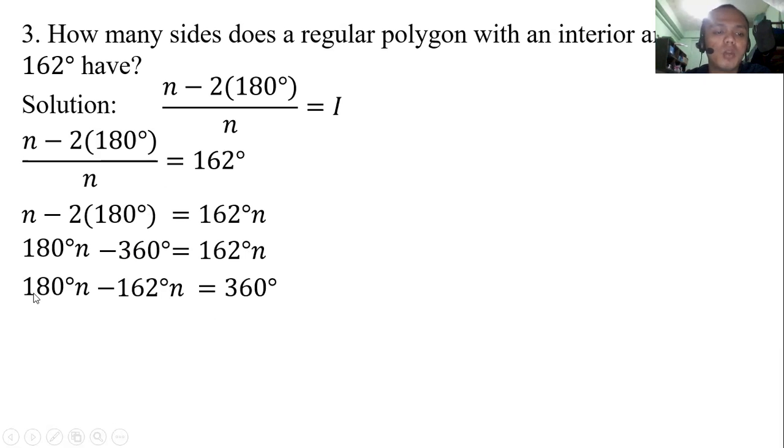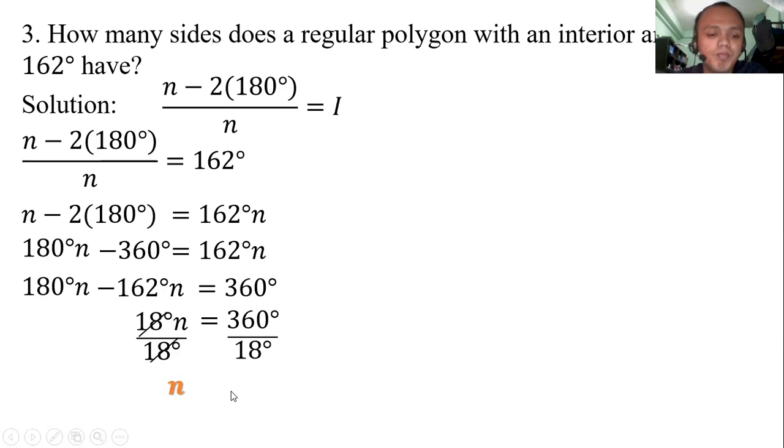Subtract 180 minus 162. We have 18 degrees n equal to 360 degrees. Divide both sides by 18. Cancel this out. Then your n here is equal to 360 divided by 18 is equal to 20. Therefore, the number of sides of the regular polygon is 20 sides. So, that's it.